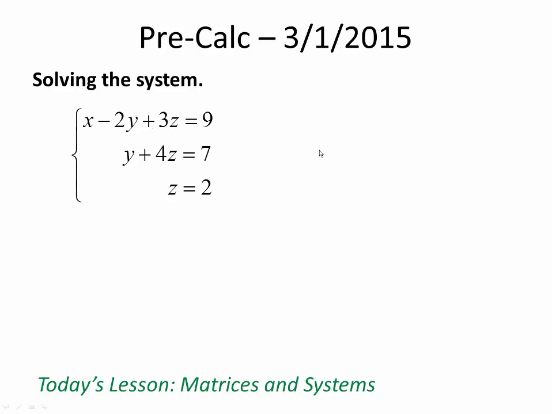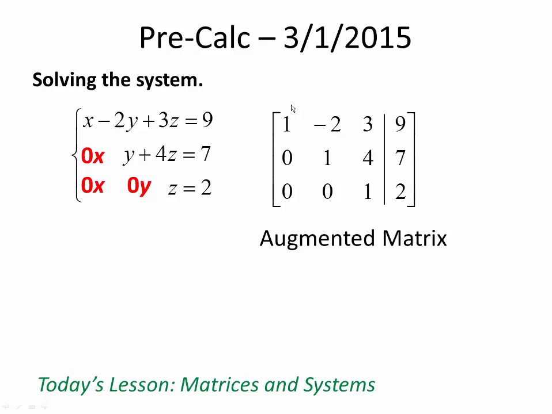So today we're going to use an augmented matrix. You notice that we have no x's in the second equation and no x's or y's in the third equation. When we put it in an augmented matrix, we're just bringing the coefficients from each of these variables into this grid-like format, which is a matrix. So 1x minus 2y plus 3z is equal to 9, and so on. There's our three equations. You can see that 1z is equal to 2 in this one.